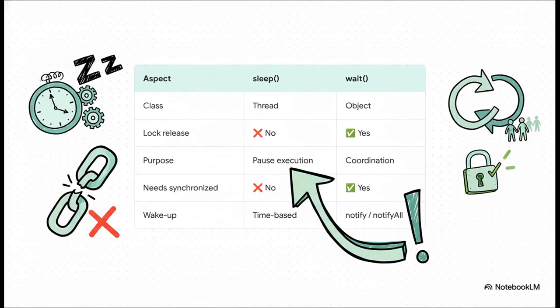Sleep is a static method on the thread class itself. Wait, weirdly, is a method on the base object class. We'll get to why in a sec. Also, you can call sleep anywhere, but wait, you have to call it from inside a synchronized block. But again, the absolute number one game-changing difference comes down to the lock.